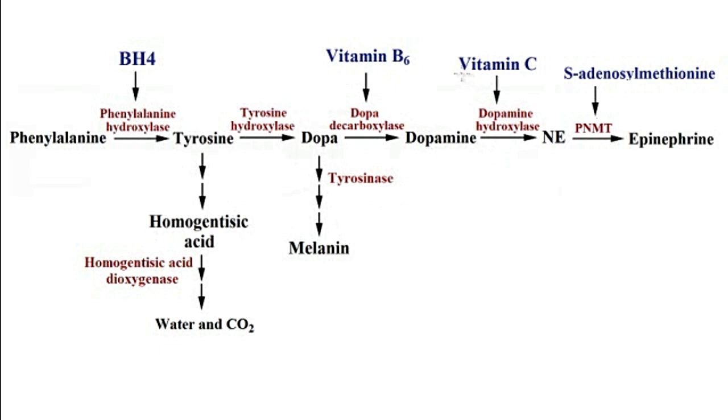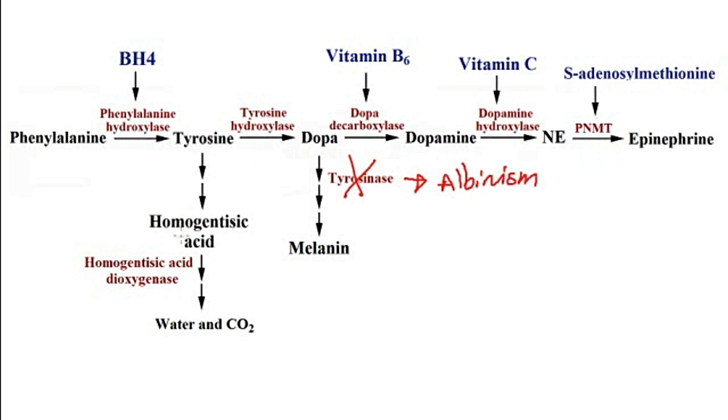For instance, they can ask you, what is the cofactor that is required for the conversion of dopamine into norepinephrine? And so the answer would be vitamin C. Or they could ask you, deficiency of which of these enzymes is associated with albinism? And so the answer would be tyrosinase enzyme.